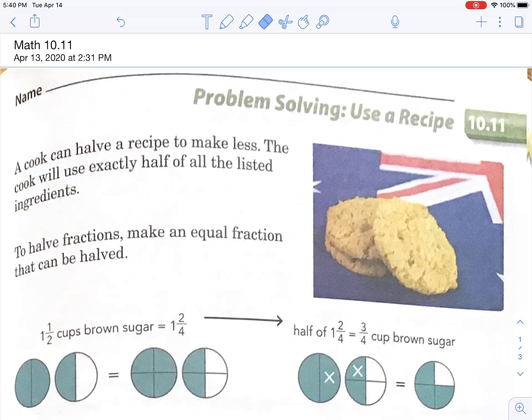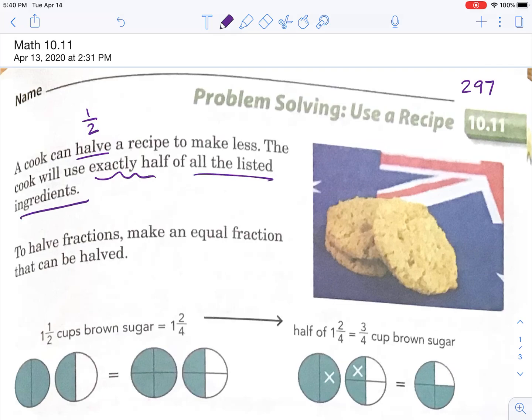Let's look back at your page. We're on page 297. Page 297 in our book. It says, problem solving, use a recipe. A cook can half a recipe, so that means cut it in half like what we just did, a recipe to make less. The cook will usually use exactly half of all the listed ingredients.